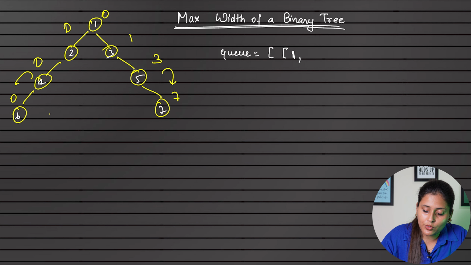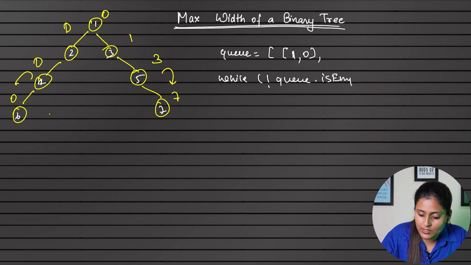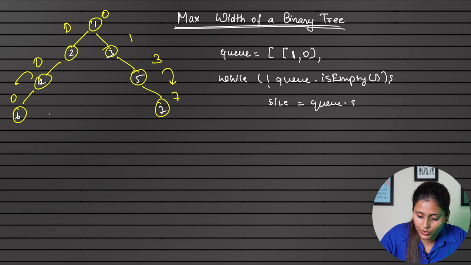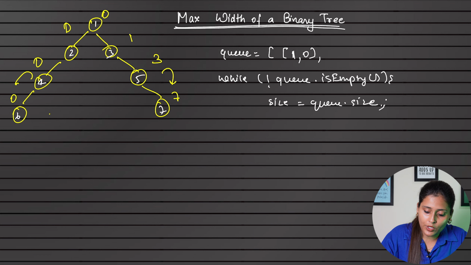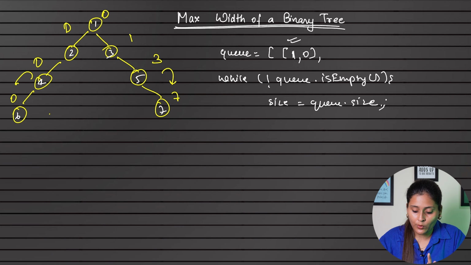So let's say 1 we will store, and the index for it will be 0, correct? Now until our queue is empty, we will keep on continuing this same process. So first we will get the size. The size of the queue is queue.size. So initially what is the size? Which is 1 only. Okay.